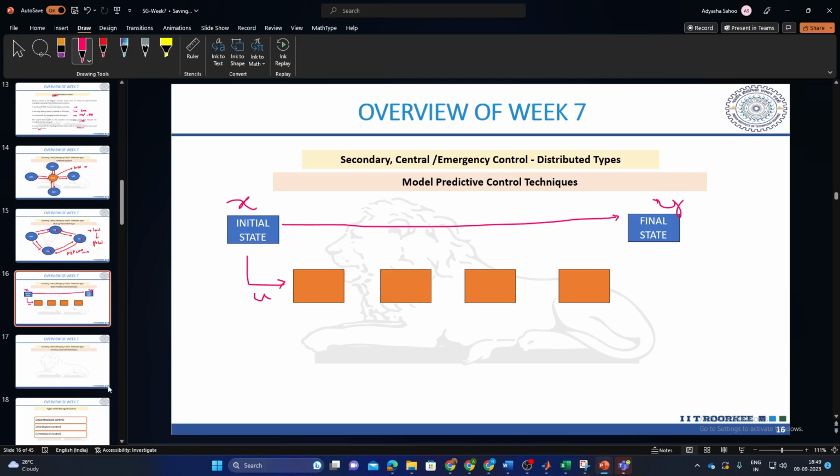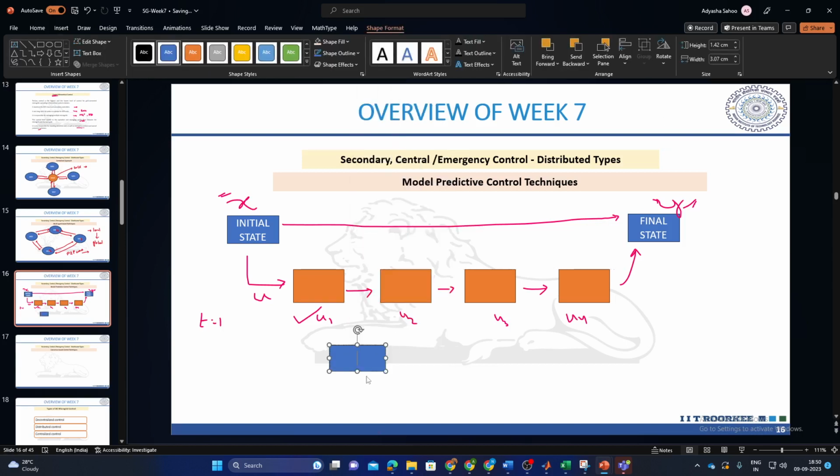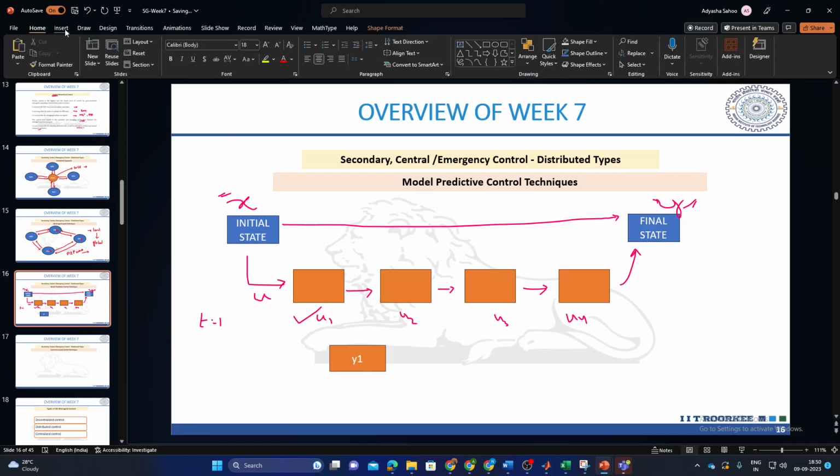So what model predictive control will do is take this initial state x and this y, and at first, let's say t equal to 1, it will give you a plan of what control actions u1, u2, u3, u4 you need to take to reach this final state. But it does not end here. Let's say at t equal to 1 you applied this input u1, and after applying u1 you may reach a different output y1, which was not desired. Let's say some unfavorable condition was happening, and at the end of applying the first control action u1, you get y1.